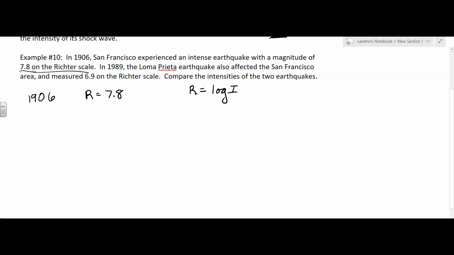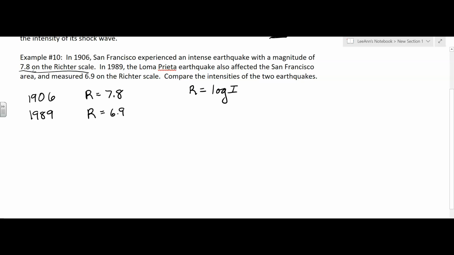In 1989, the Loma Prieta earthquake also affected the San Francisco area and measured 6.9 on the Richter scale. So in 1989, the R was 6.9. Compare the intensities of the two earthquakes. Okay, so they tell us the R, and we don't know the I.